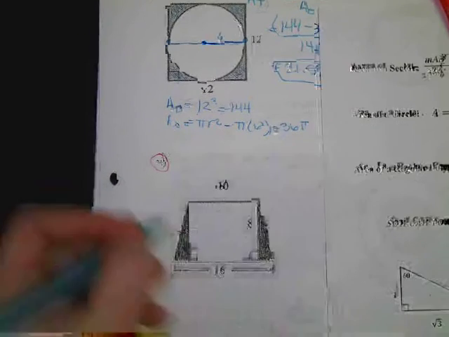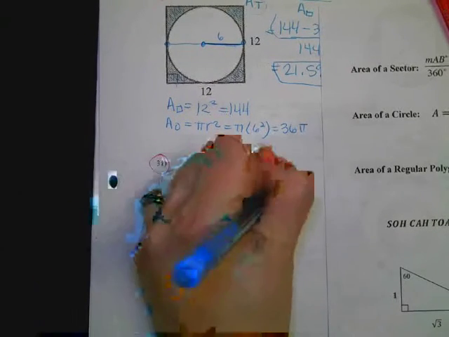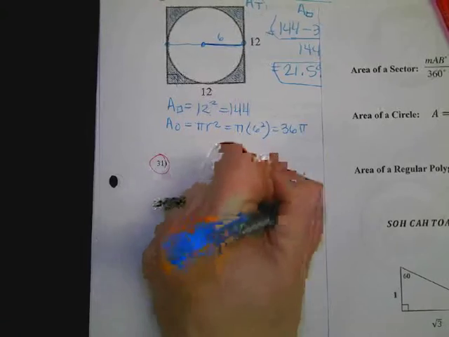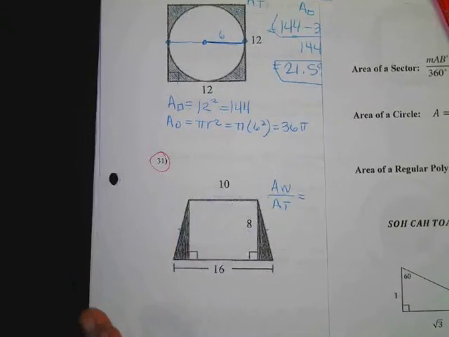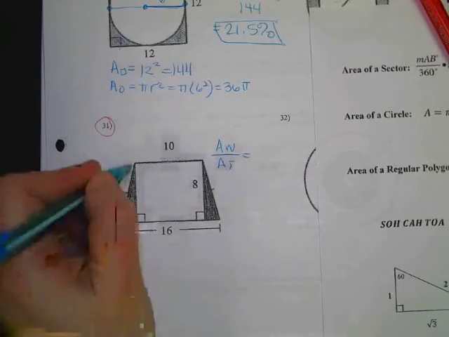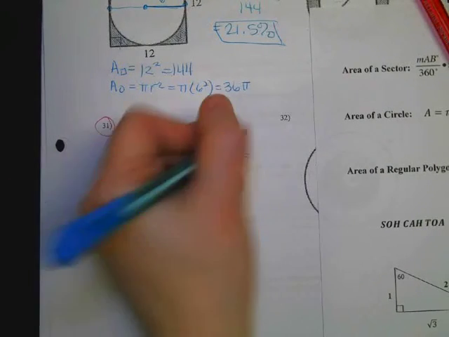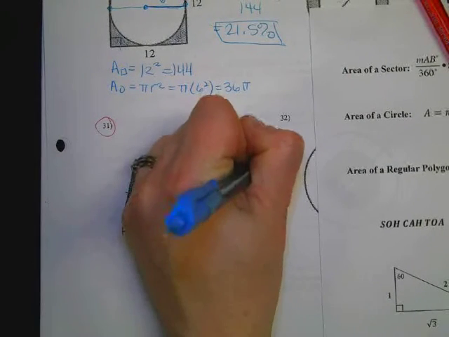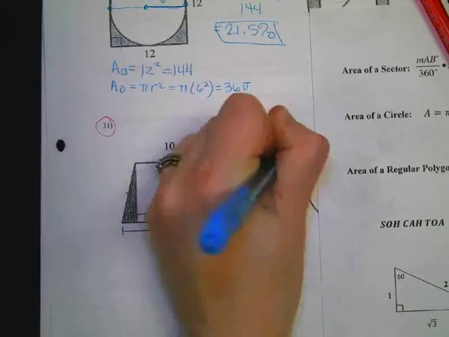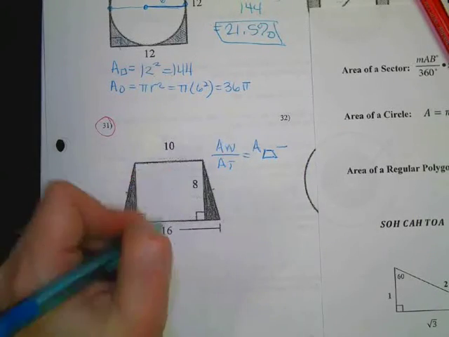31, we want the area of the shaded region again. So area of what I want over area of the total would come out to, the area I want is the big shape, which is a trapezoid. So I want to take the area of a trapezoid and scoop out the area of this rectangle.